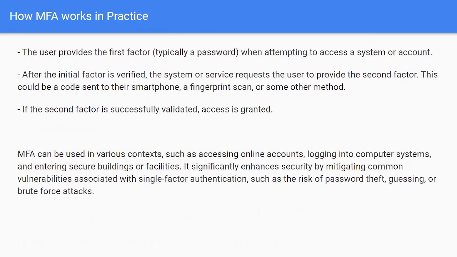So how does MFA work? The user provides the first factor. Usually this is a password when attempting to access a system or account. After the initial factor is verified, the system or service requests the user to provide the second factor, which is either a code sent to their smartphone, a fingerprint, or any other method. If the second factor is successful, the user can gain access. MFA can be used in various contexts, such as accessing online accounts, logging into computer systems, and entering secure facilities. When you want to enter facilities, you put in a code, you put your eye. All these we see inside movies, it happens.